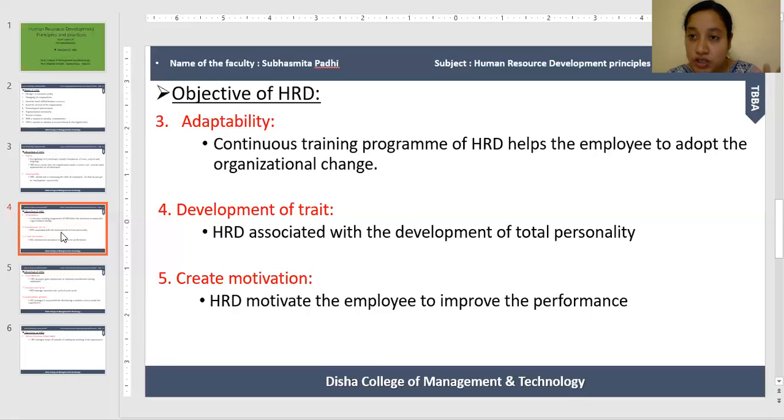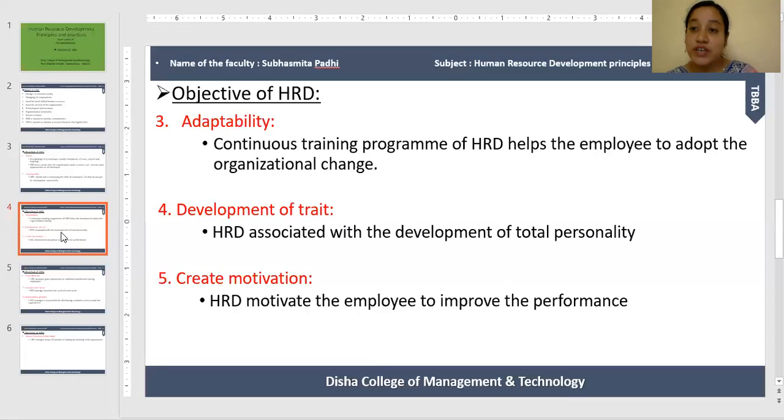And through the developed, skilled human resource, it is possible for the organization to face the global changes, go to the peak level, and be able to defeat its competitors. So development of trait, development of the skills, knowledge, and abilities of human resource, is the main objective of HRD. And how does it develop the skills, knowledge, and abilities of a human resource?